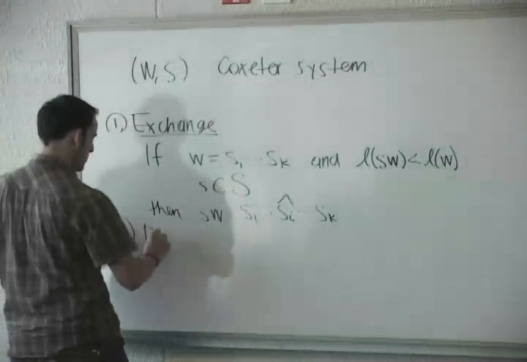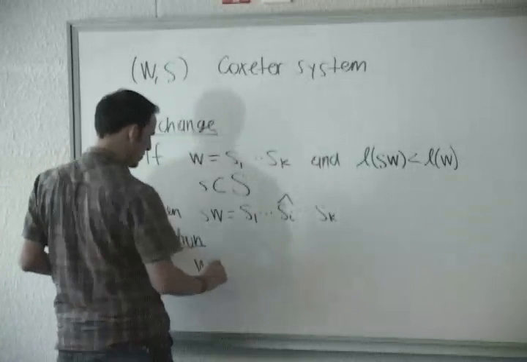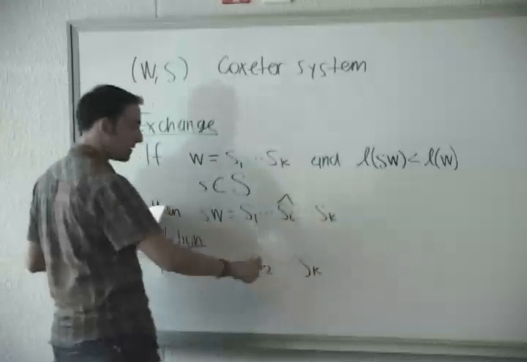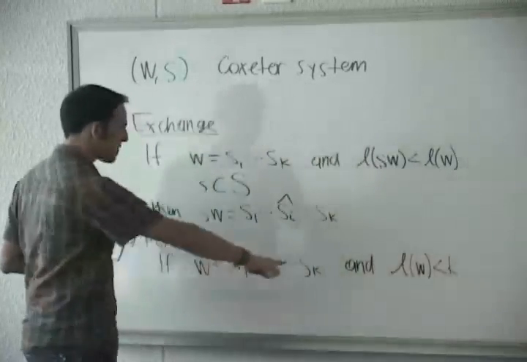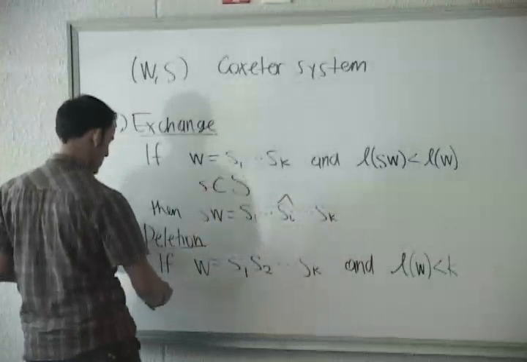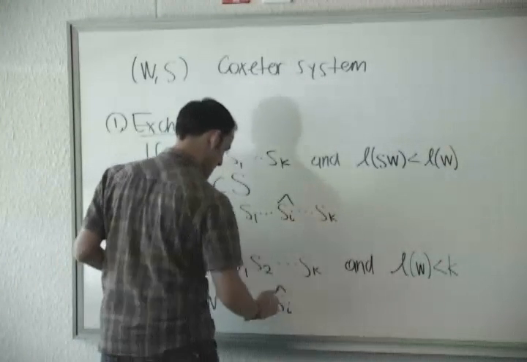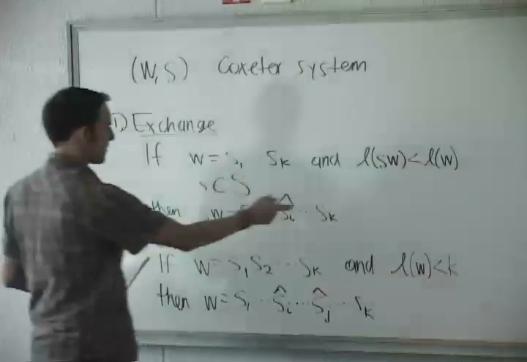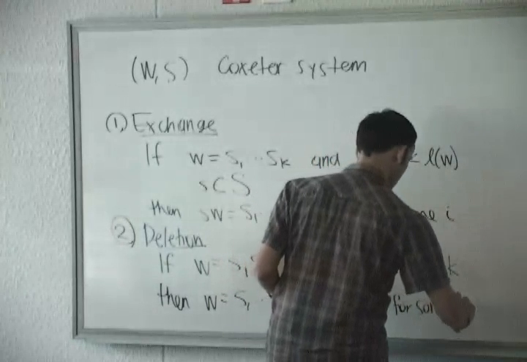Then we proved another property called the deletion property, which says that if you have some element of the Coxeter group, which you have written in terms of generators as S1 up to Sk, and if this is too long, if this is not a reduced expression, then you can reduce it by eliminating two of the Si's. Okay. This is for some I, and this is for some I and J. Okay.